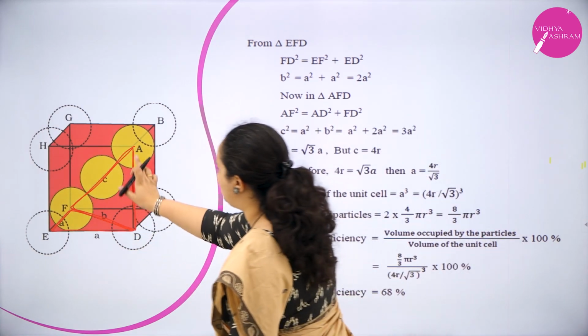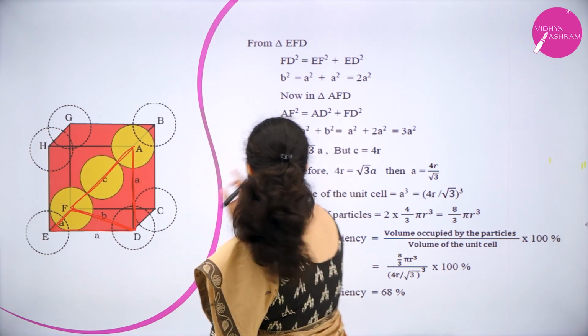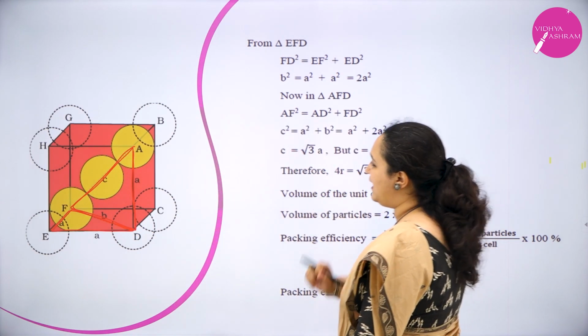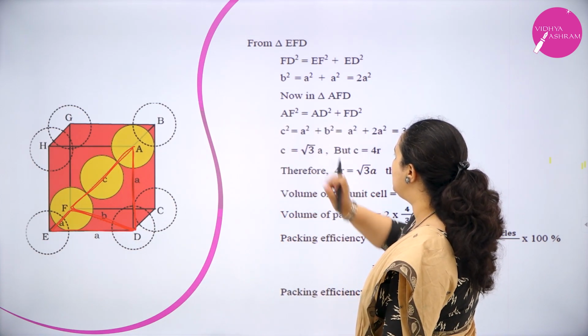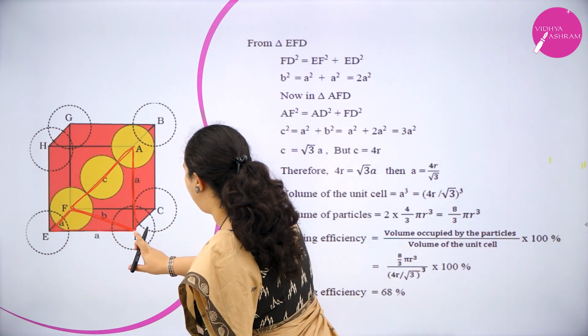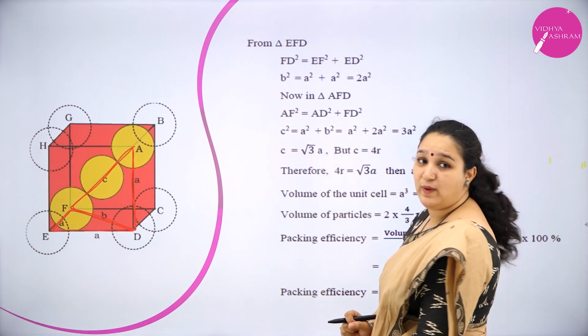Now what is AF square? AF is C. So we are writing it as C square. What is AD square? AD is A. So it is A square. What is FD square? It is B square.